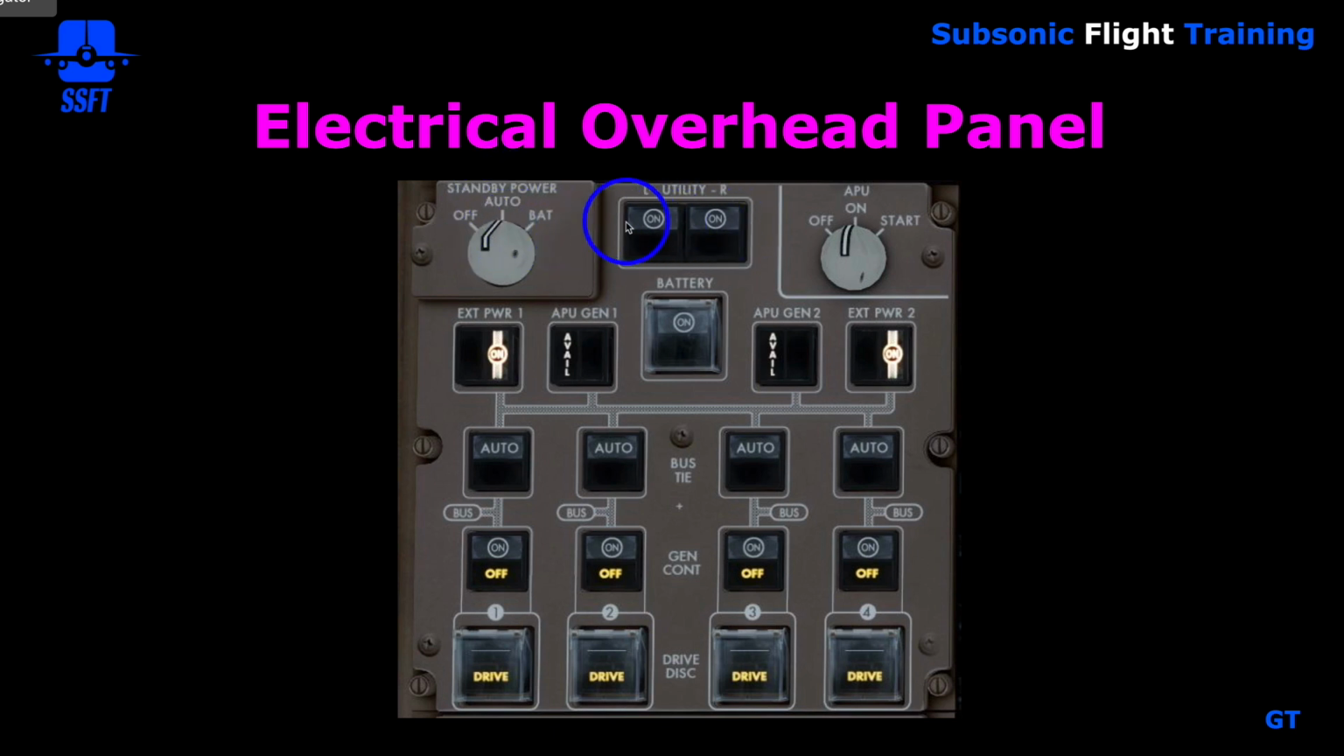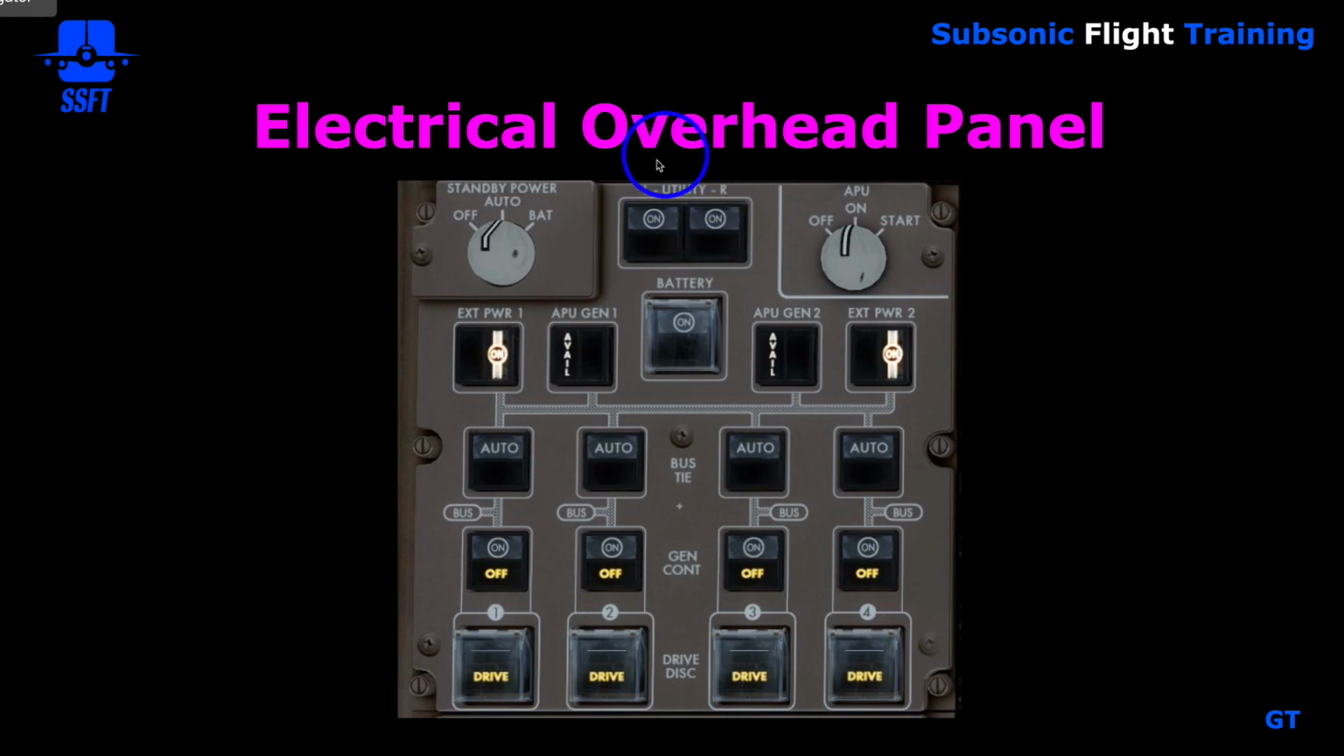Two utility switches up here. These control what are called the ELCUs, electronic load control units. On a freighter, you only have a couple of utility buses. On the passenger airplanes, you not only have utility buses, but you have galley buses as well. And they are connected through electrical load control units, and the electrical load control units will automatically shed power as necessary to protect the electrical system.